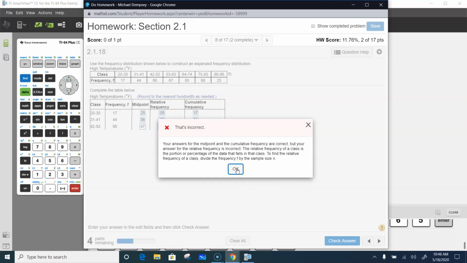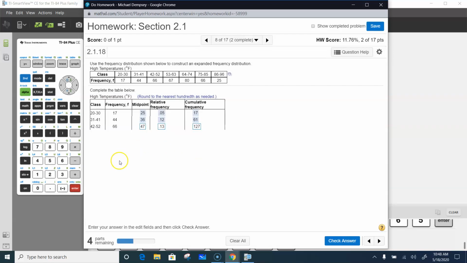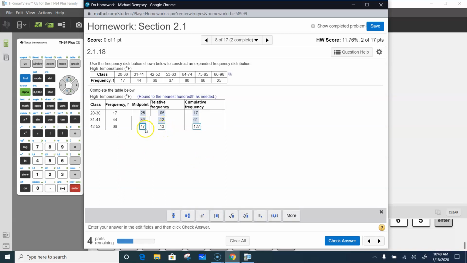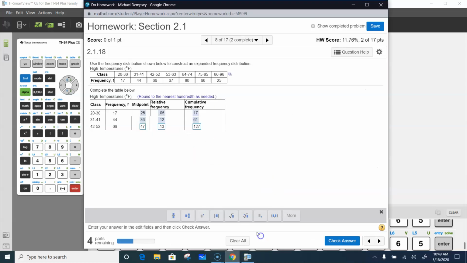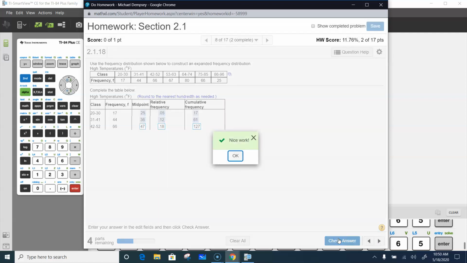Oops. What did I get from my relative frequency? Oh, I typed the wrong number in here. This was 66. So I don't know why I wrote 47 over 365. 66 is our frequency in that interval. 66 divided by 365 is 0.18. So let's fix that. Oh, I see. I put the midpoint in. Sorry about that. Yeah, it's 66 divided by 365. Switching back and forth from these screens confuses me sometimes.